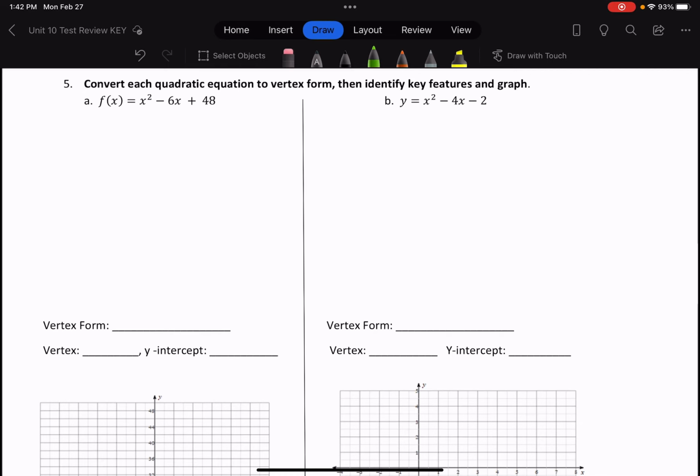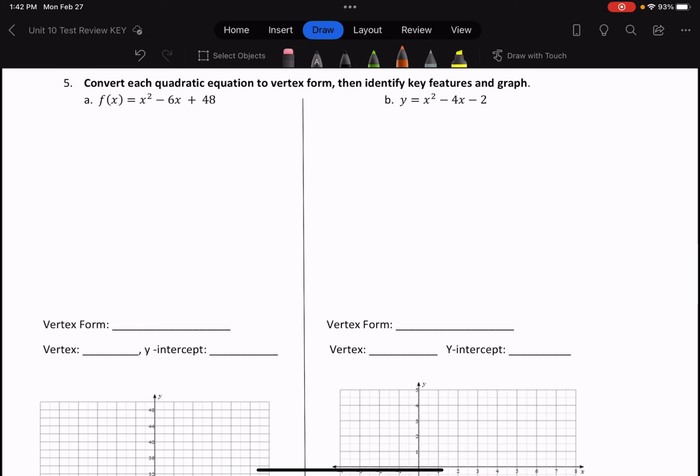For problem A, we're given x squared minus 6x plus 48. So we're given standard form. Key characteristic from standard form there will be the y-intercept. So that's 0, 48. And now we need to complete the square in order to convert from, excuse me, standard to vertex form.